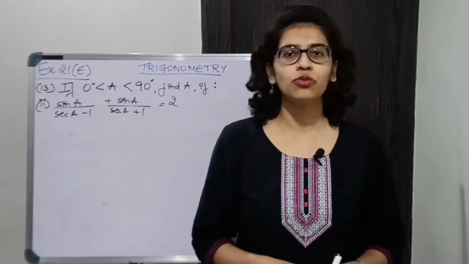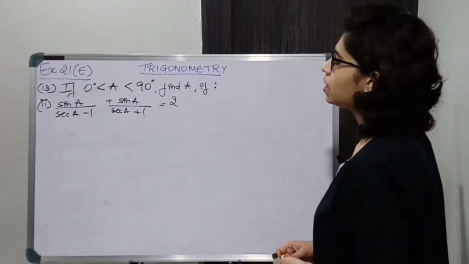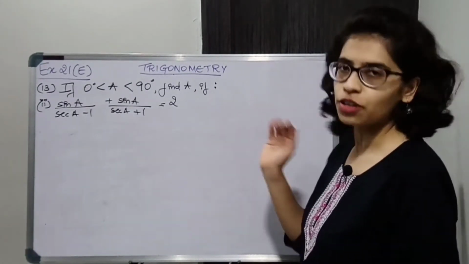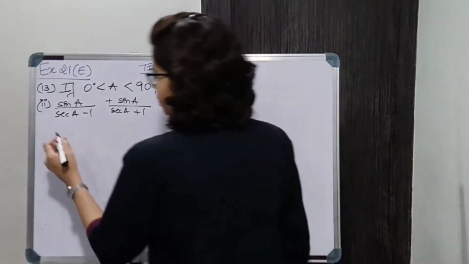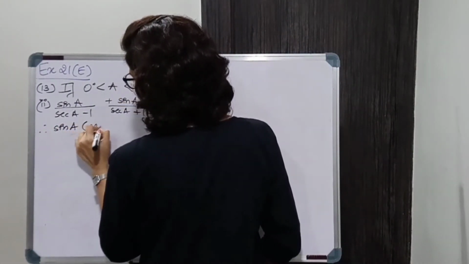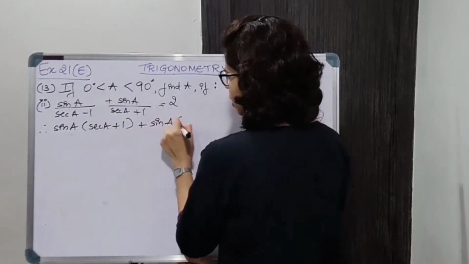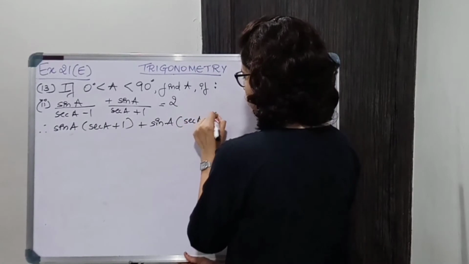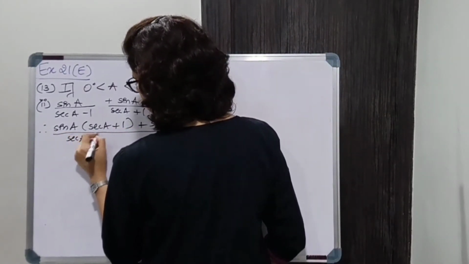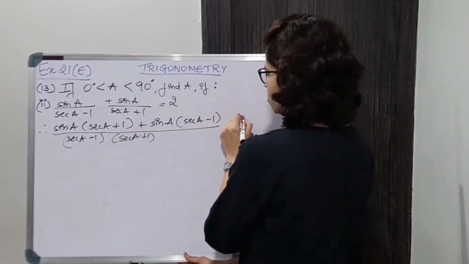Coming to sub question 2 of question 13: sin A upon sec A minus 1 plus sin A upon sec A plus 1 is equal to 2. We'll solve this. So first, let's cross multiply. So sin A into sec A plus 1 plus sin A into sec A minus 1, upon sec A minus 1 into sec A plus 1 is equal to 2.